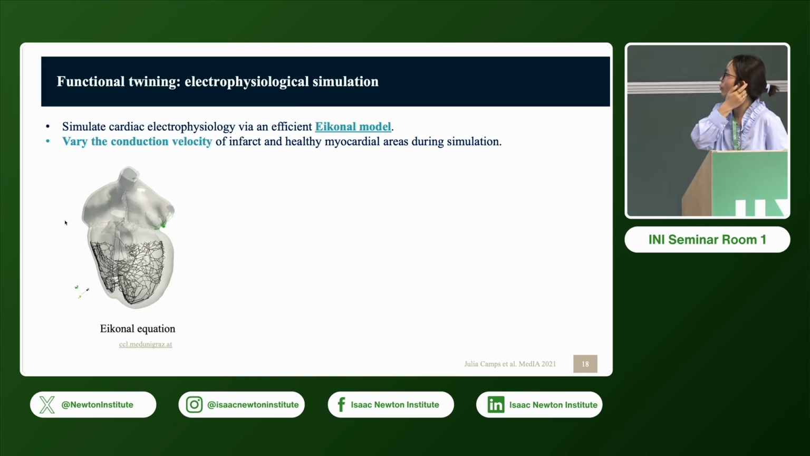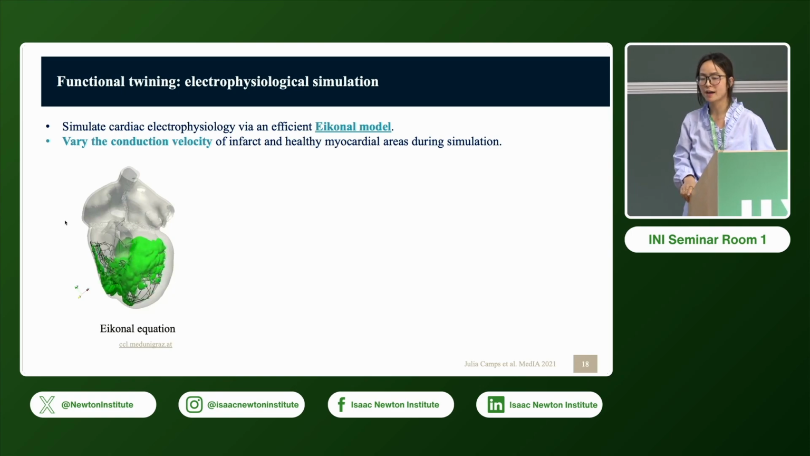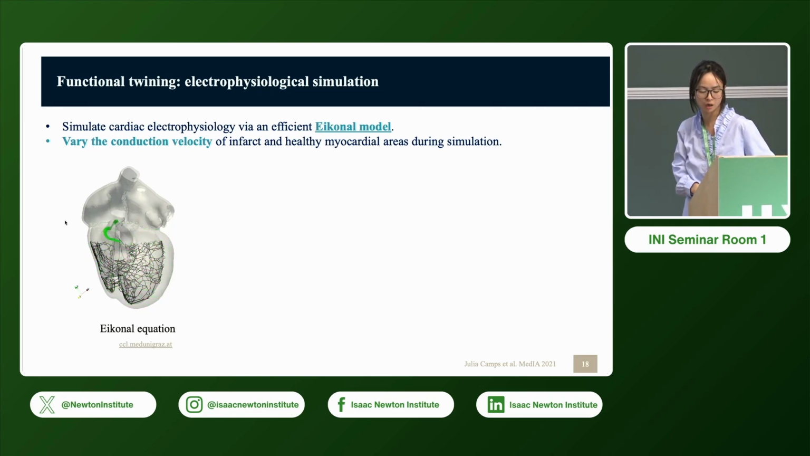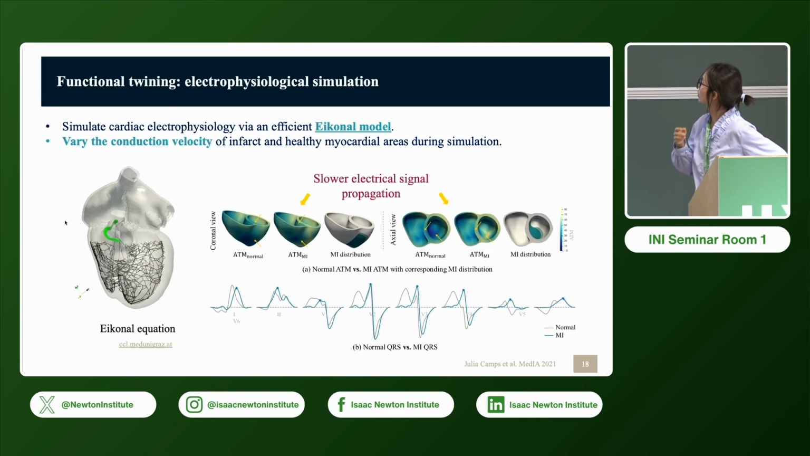The simulation tool we employ is the eikonal model, and to consider the effects of the infarction, we vary the conduction velocity for the infarction relative to the healthy area. So here are the results we got. We can see that after introducing the infarction, there is a slower propagation of the signal in the ventricle, and it can also result in a change in the final ECG morphology for the QRS.